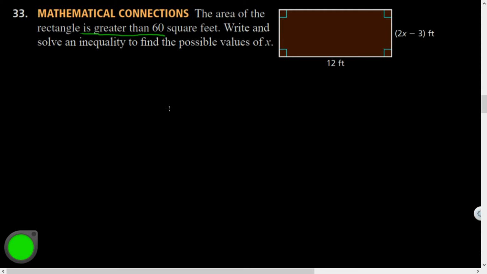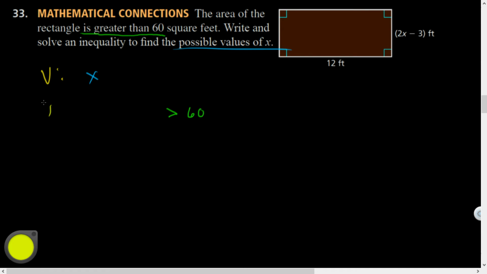So for my inequality part, I'm going to say something is greater than... Oh, not equal, just greater than. 60 is what's happening there. It says write and solve an inequality to find the possible values of x. So my variable here, they actually just gave me one. My variable is just the possible values of x. So I'm just going to let x be my variable. I don't even know how to represent it more than that.